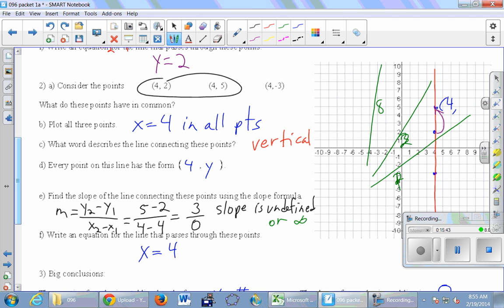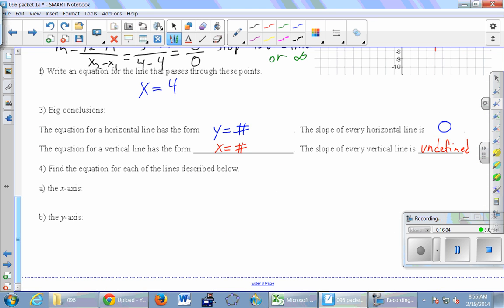Oh, this is the point (4, 5). This is the point (4, 2). Oh, x is the same. x equals 4 is the equation of that line. It takes like 10 seconds to avoid having to guess. So if you're at all unsure, you don't need to rely on some kind of foggy memory that you're developing right now. Just figure it out on the fly. It's quick. All right, let's move on.